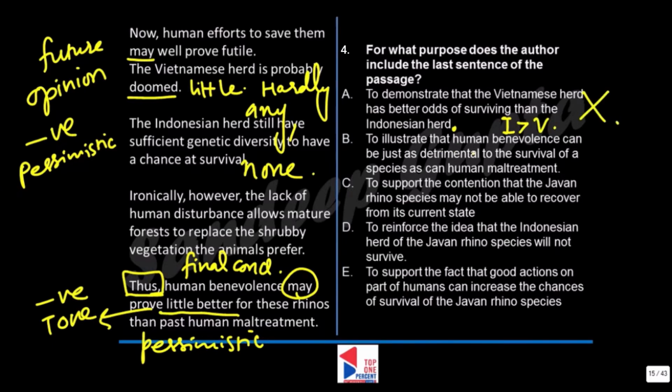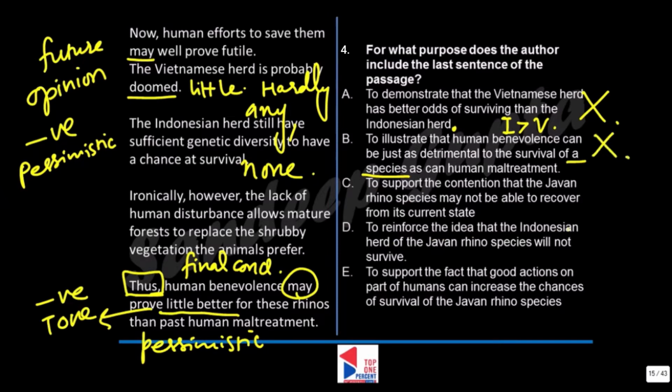"To illustrate that human benevolence can be just as detrimental to the survival of a species." Here the word a species means any animal, not one animal. That is the Javan rhino. A species generalizes. So as I said, avoid anything that is specific in the passage but has been generalized in the options. Definitely not correct.